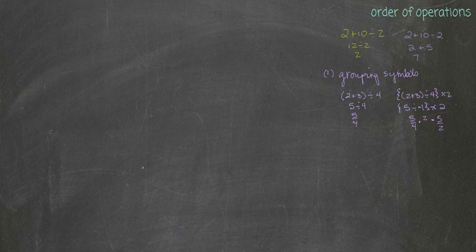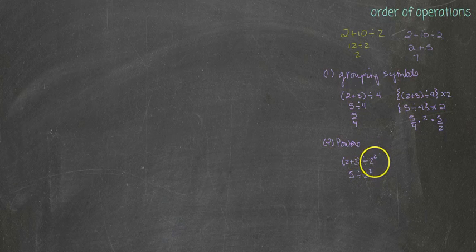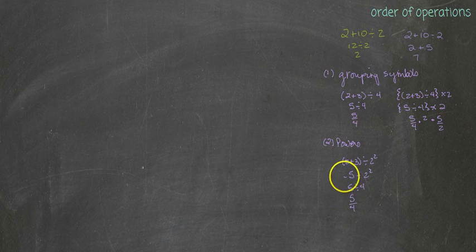So grouping symbols first. Next, we look to see if there are any powers in the problem. So 2 plus 3 divided by 2 squared. 2 plus 3, 5, divided by 2 squared. So the next step would be to reduce the powers. 5 divided by 4, 5/4. I guess I should put equal signs all the way down here so we know it's all one problem.